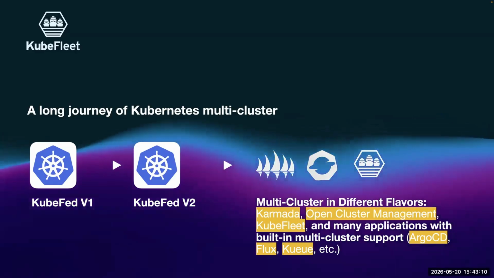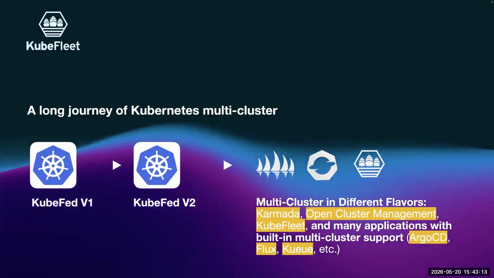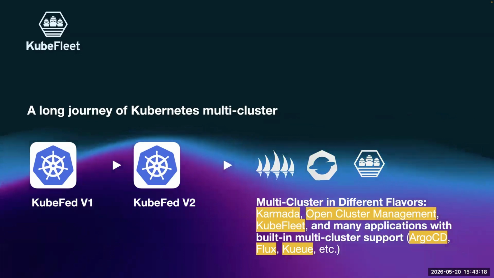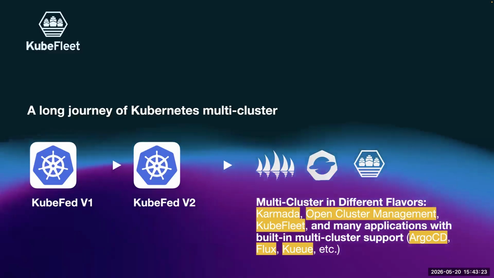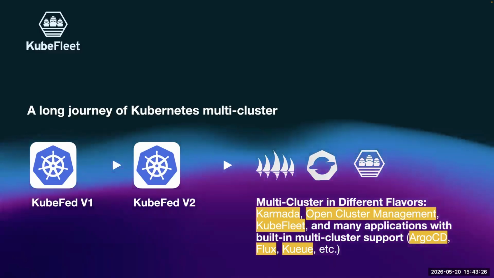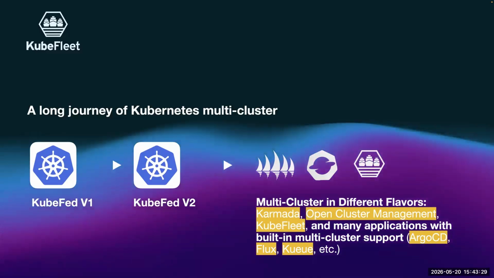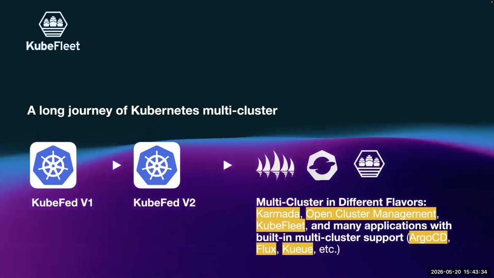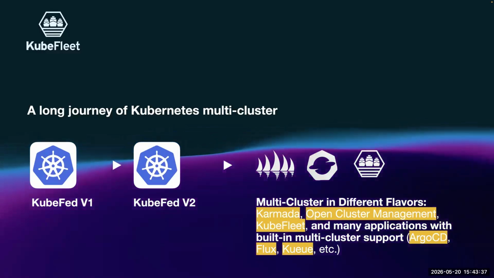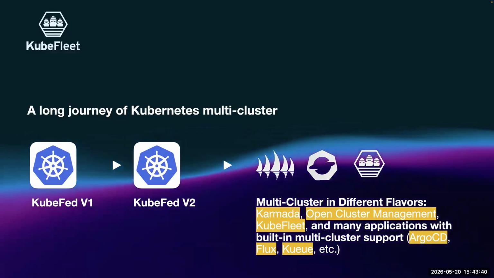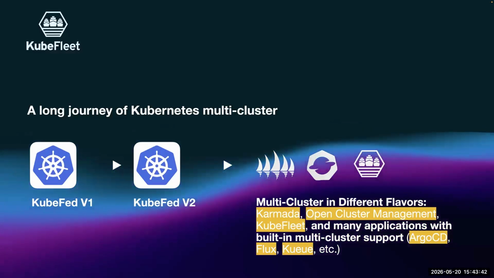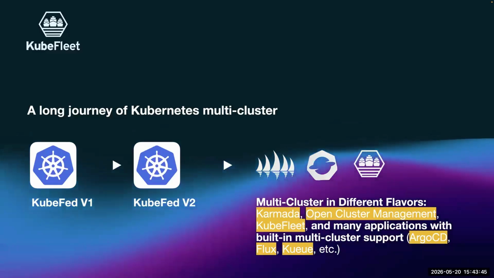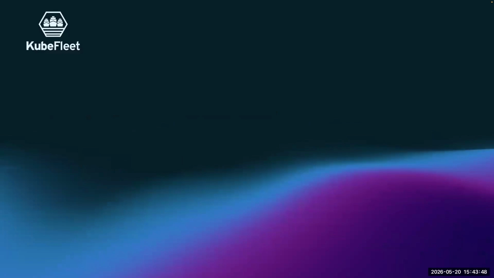So there's actually close collaboration between the three projects. We all attend multi-cluster SIG meetings regularly. We have joined work groups to propose standardized APIs to the community. So yeah, we are competitors, and we are also collaborators in this domain. And in the past few years, we also see more and more different applications come up with multi-cluster support. We have Argo CD, we have Flux, we have Kueue. They all support multi-cluster to one degree or another. So that's the situation we are in right now.